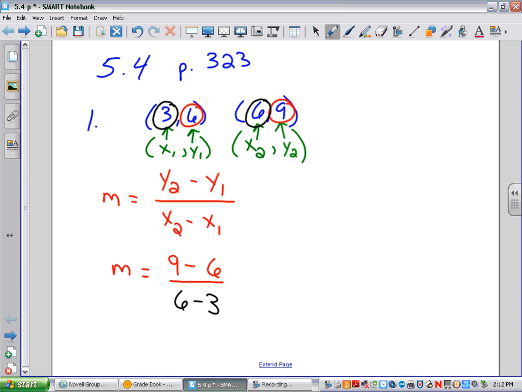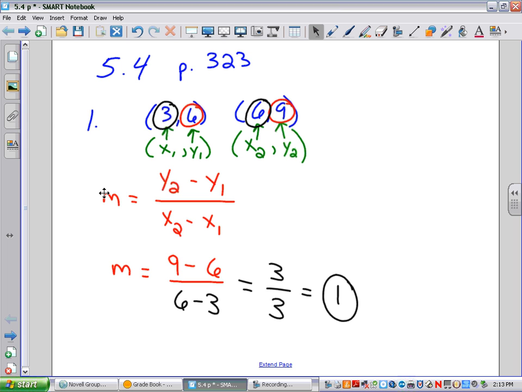Now I just do some math. So it equals 9 minus 6 is 3. 6 minus 3 is also 3. And we always reduce our fractions. What does 3 over 3 reduce to? And it's 1. So the slope of the line that goes through those 2 points up there in blue would be 1. My answer is 1.